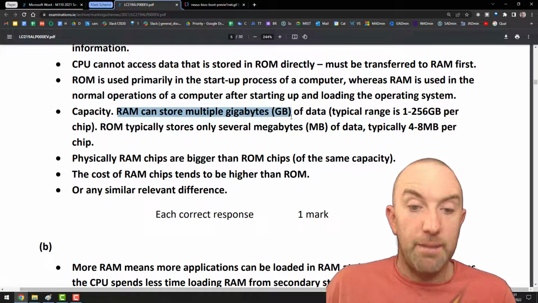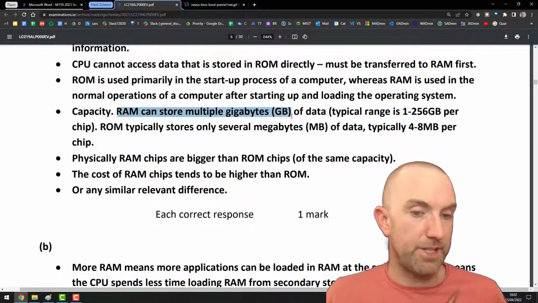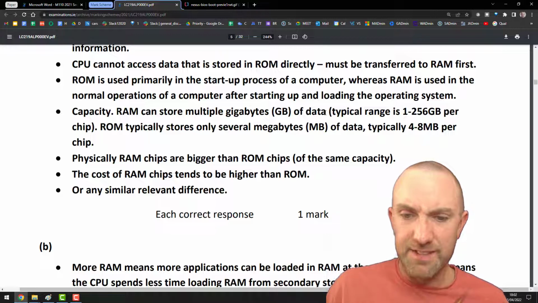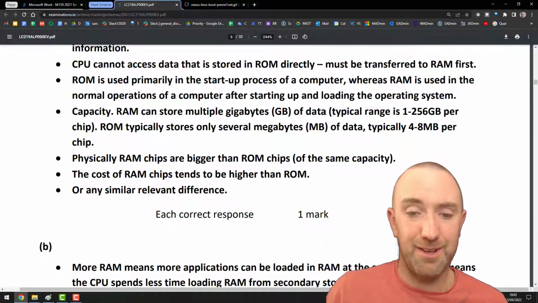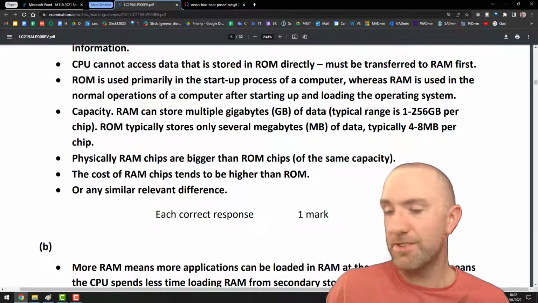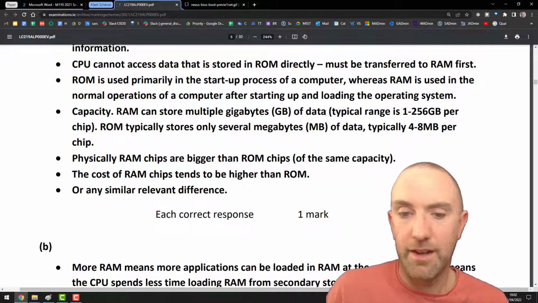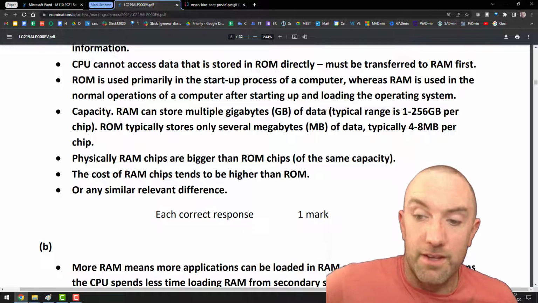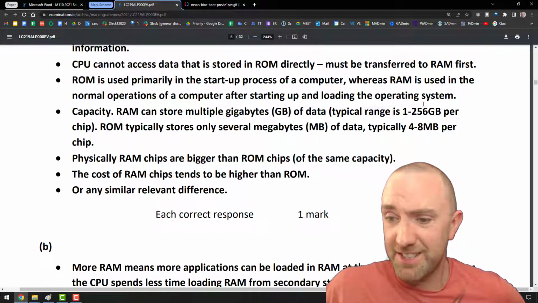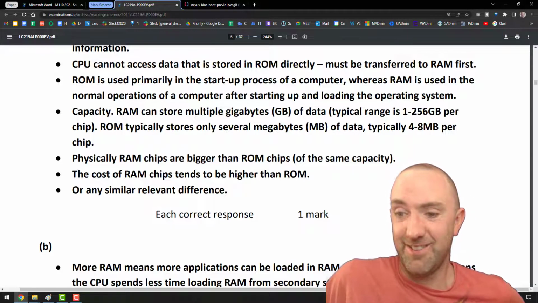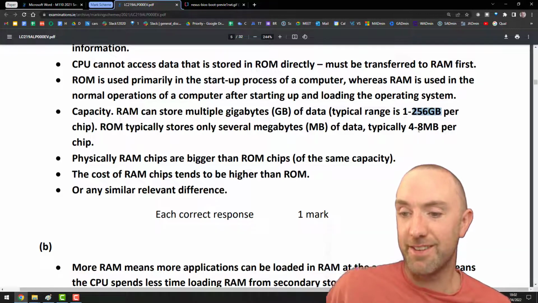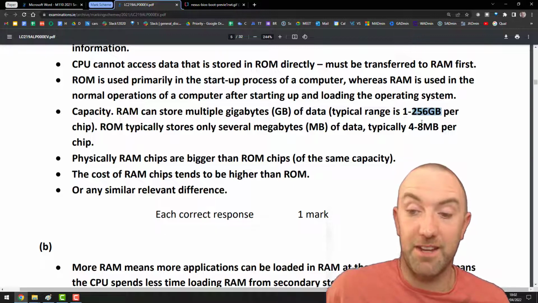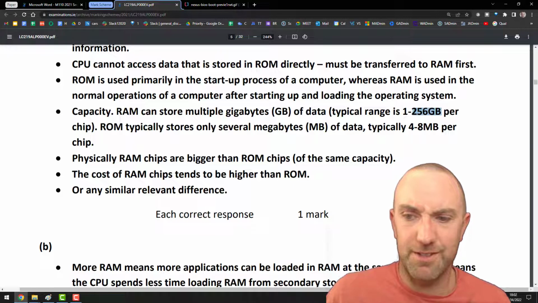Capacity. RAM has multiple gigabytes. Don't write gigabytes, just multiple gigabytes of RAM. So this computer has got, I don't know, 16 or something gigs, maybe more. Who has 256 gigabytes? It's like a PC that will eat your car. Maybe if you're video editing all day, or doing some crazy research.